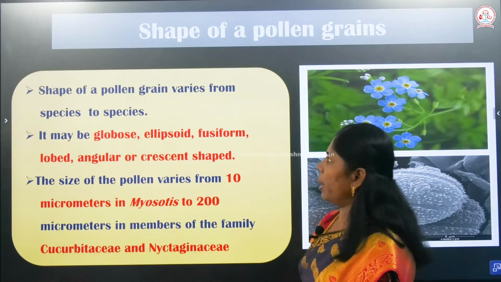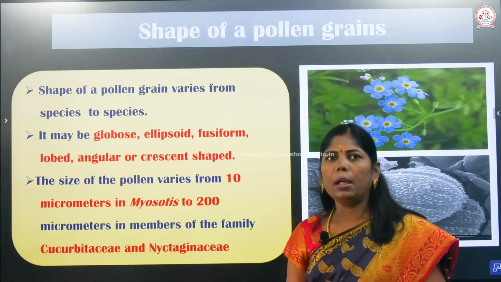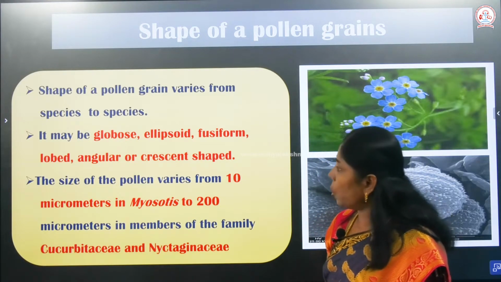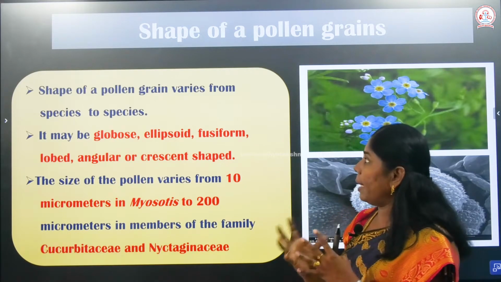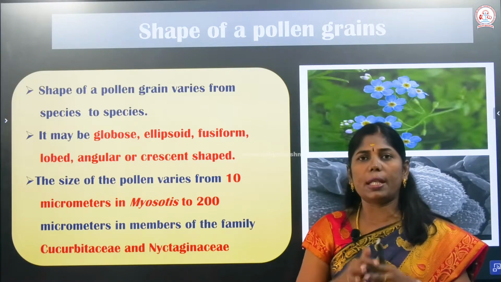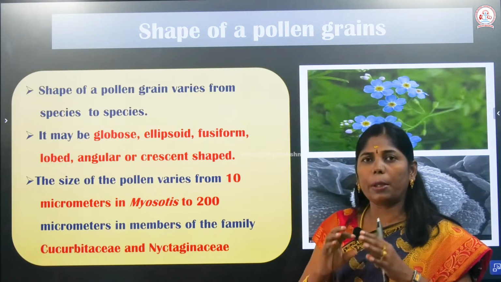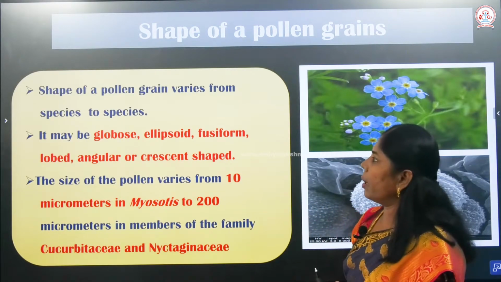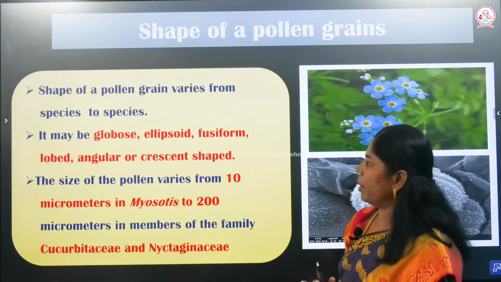The shape of the pollen grains can be globose or ellipsoid, fusiform, or angular or crescent in shape. Globose is spherical in shape, ellipsoid is somewhat elongated, and fusiform has a broader middle region, and the upper and lower regions are very thin. And angular is crescent-shaped.